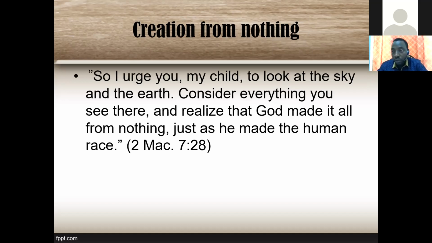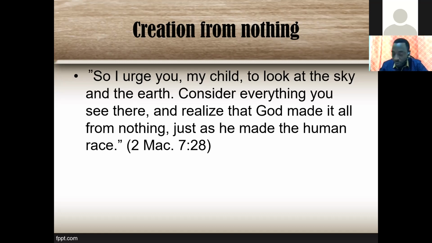Do you understand? The only verse that is very close to this idea we can find in a deuterocanonical book, Second Maccabees, chapter 7, verse 28. The mother says to her son, "I urge you, my child, to look at the sky and the earth. Consider everything you see there and realize that God made it all from nothing, just as he made the human race." If we translate it literally, it will not be from nothing, but he made it from something that was not existing, something that didn't exist.